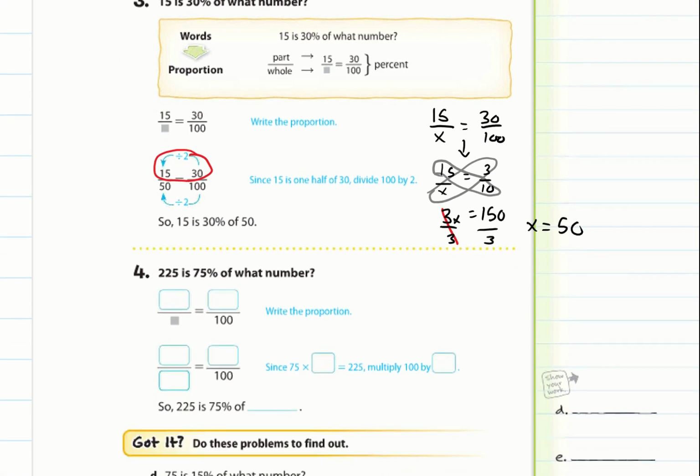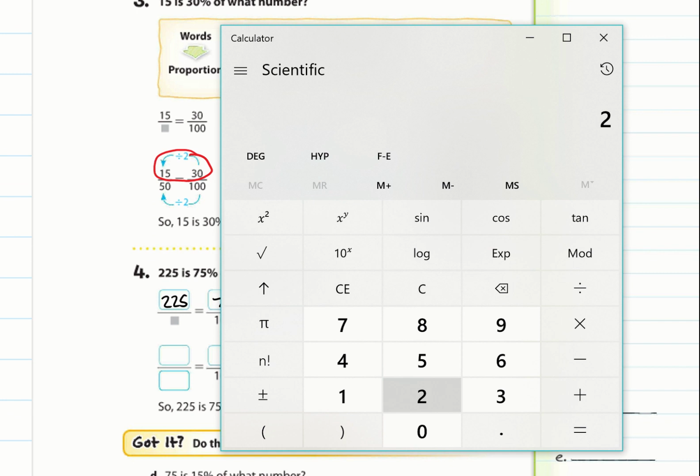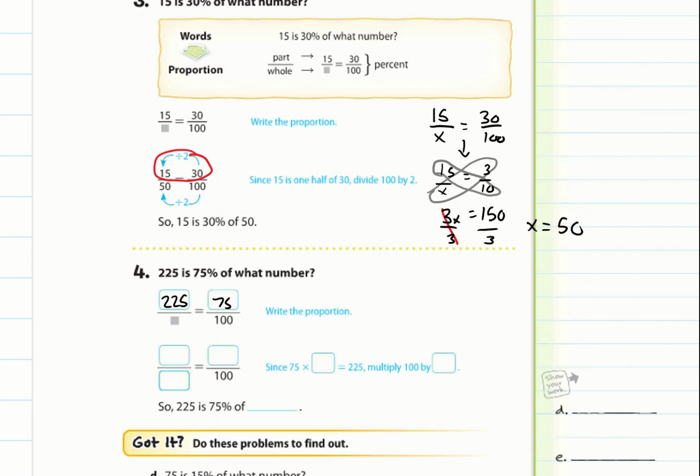So we're going to set this up. 225 is 75% of what number? Well, we can do this a couple ways. Let me just double check my math. Is 225 divided by... Yeah. So if we're going to do the proportional way, to get from 75 to 225, I'm going to multiply it by 3. So whatever I do to the top, I can do to the bottom.